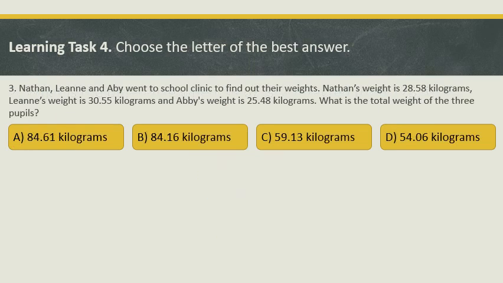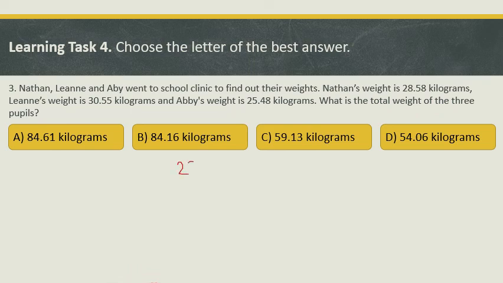Number 3. Nathan, Lian, and Abby went to school clinic to find out their weights. So, alamin nila kung ano yung timbang nila. Nathan's weight is 28 and 58 hundredths kilograms. Lian weighs 30 and 55 hundredths kilograms. And Abby's weight is 25 and 48 hundredths kilograms. What is the total weight of the 3 pupils? So, total ulit. So, ito ay addition.